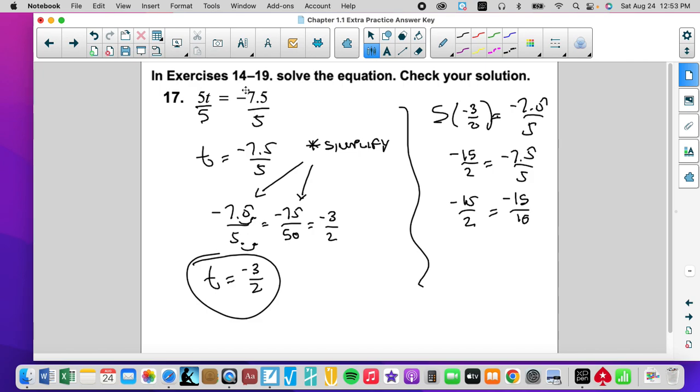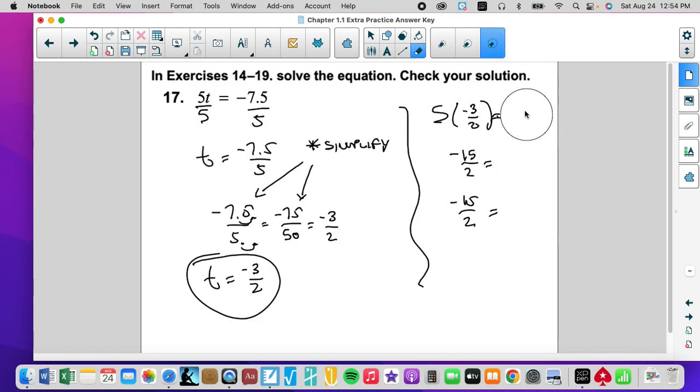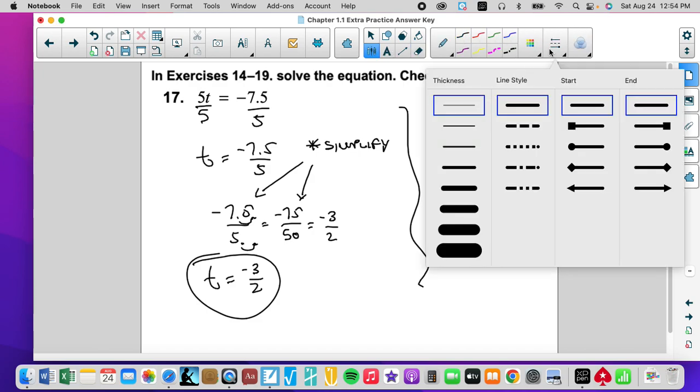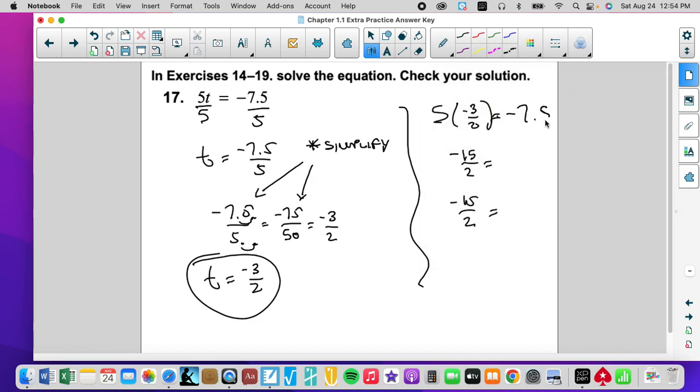Divided by 5, divided by 5. That's okay. I move the decimal, 75 over 50. This is okay. This is over 1, so we get negative 15 over 2. Oh, hello. Starting problem equals, I'm getting a little lazy here, negative 7.5. That's the original problem. It wasn't divided by. So does that equal negative 7.5?